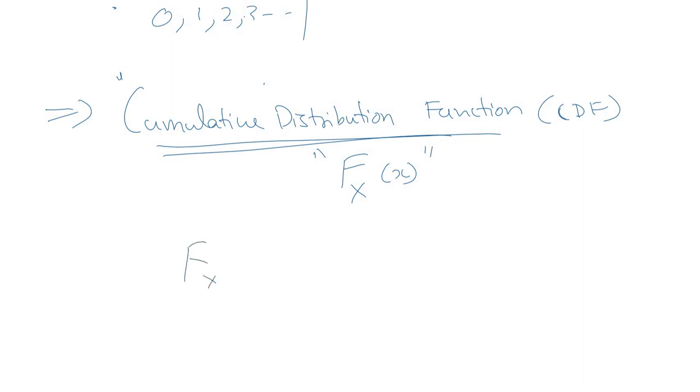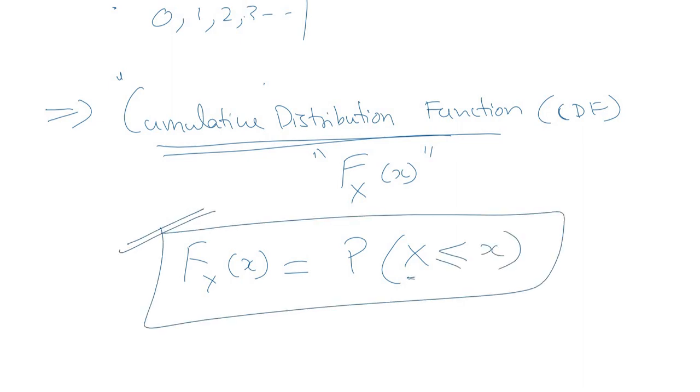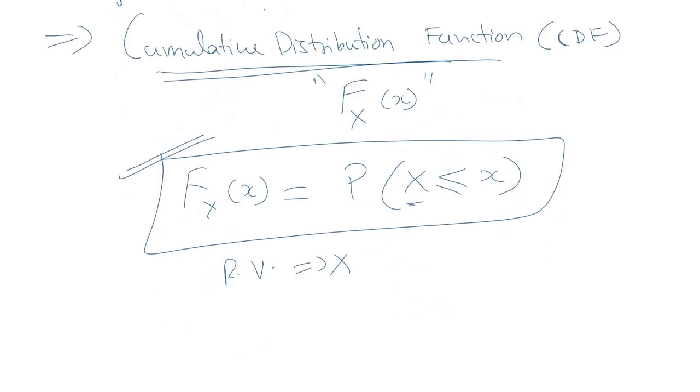That is, F_X(x) is equal to the probability that X is less than or equal to x, where capital X represents the random variable and small x is the running variable. So for the random variable X, the probability of the event that X is less than or equal to x is the cumulative distribution function. This is how we can define the CDF of a random variable, and this is one way of analyzing or representing a random variable.